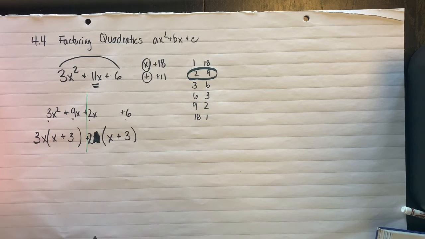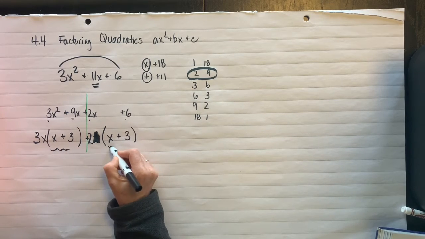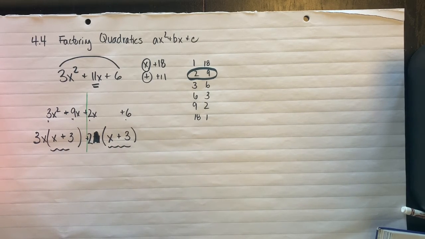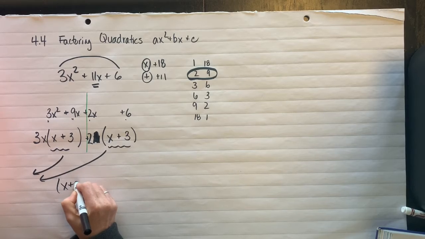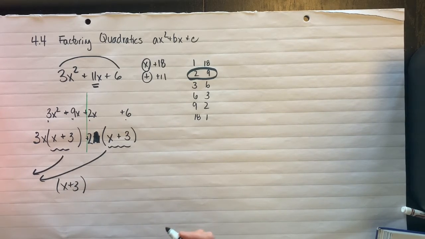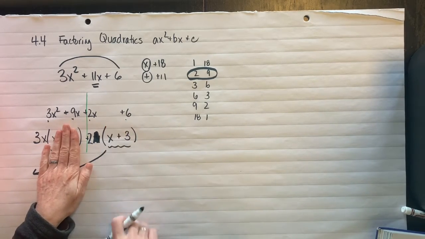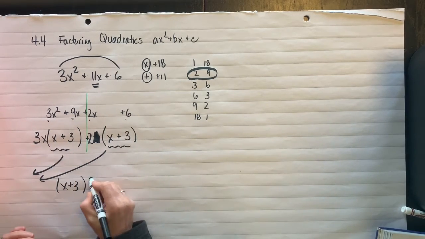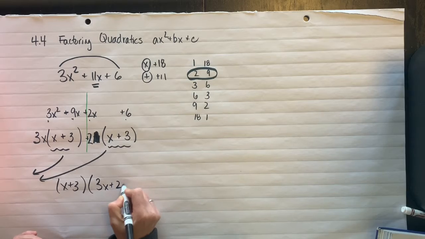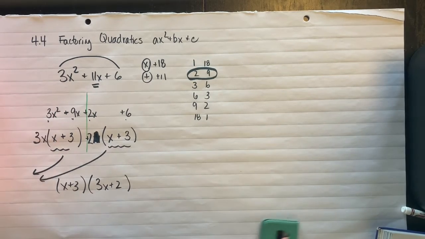Now what I take a look at is inside the bracket, I have the exact same expression. That means that's a common factor, and I can pull that common factor of x plus 3 out in front. When I pull x plus 3 out in front, what am I left with? I'm left with 3x plus 2. And that is the factored form of that quadratic.